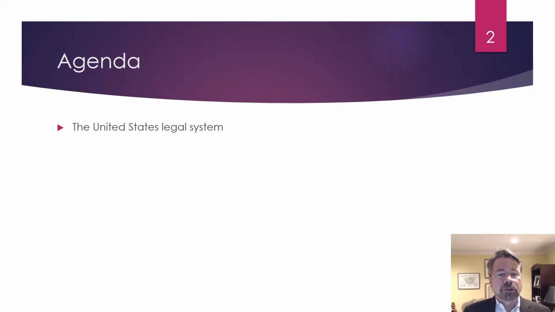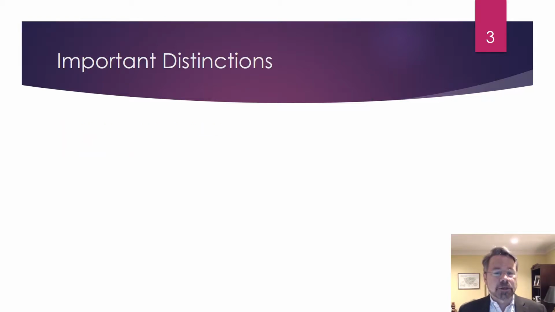Our agenda this evening, or today, depending on what time you're looking at it, is the U.S. legal system, or the federal legal system, and the state legal system. In our case, we'll talk a little bit about the Virginia legal system, but no matter where you may be living or working, the systems are fairly analogous. So bear that in mind.